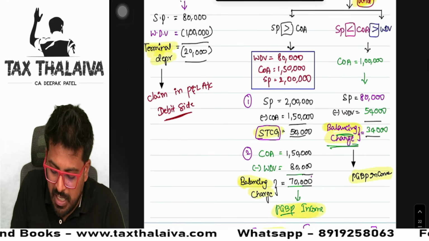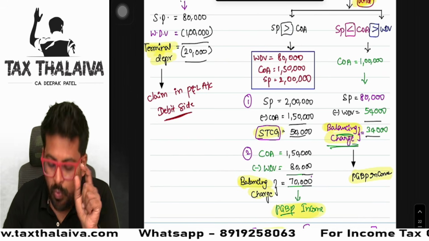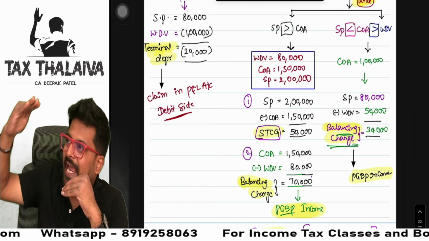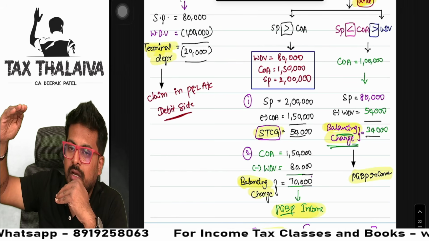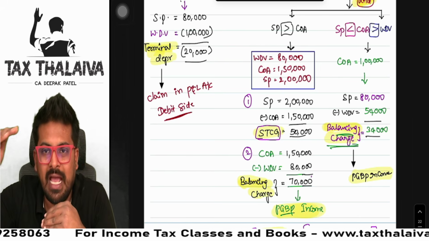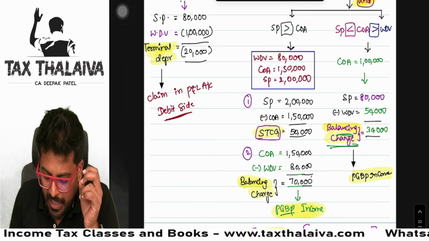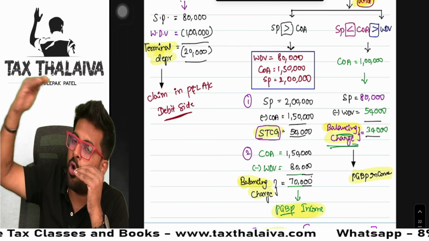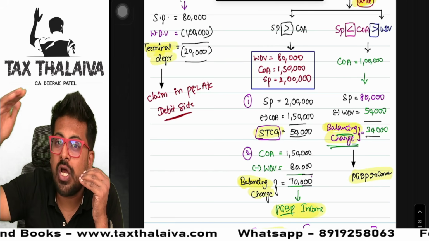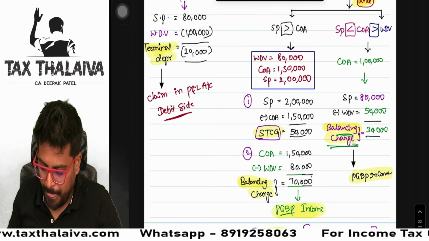So whenever the sale price is more than the cost of acquisition, you will get two kinds of income. One is PGBP income, the other is short-term capital gain. To the extent of cost of acquisition, the difference between the cost of acquisition and WDV will be called balancing charge, which is PGBP income. And the amount by which the sale price exceeds the cost of acquisition will be treated as your short-term capital gain.